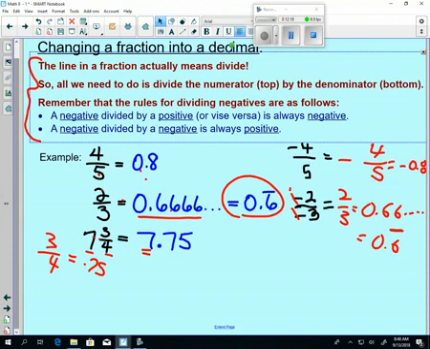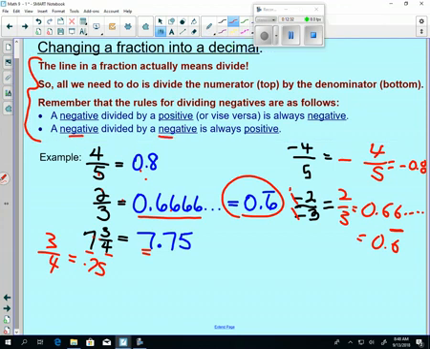So that's converting a fraction to a decimal. A negative divided by a positive is always negative. A negative divided by a negative is always positive. Those are the rules.